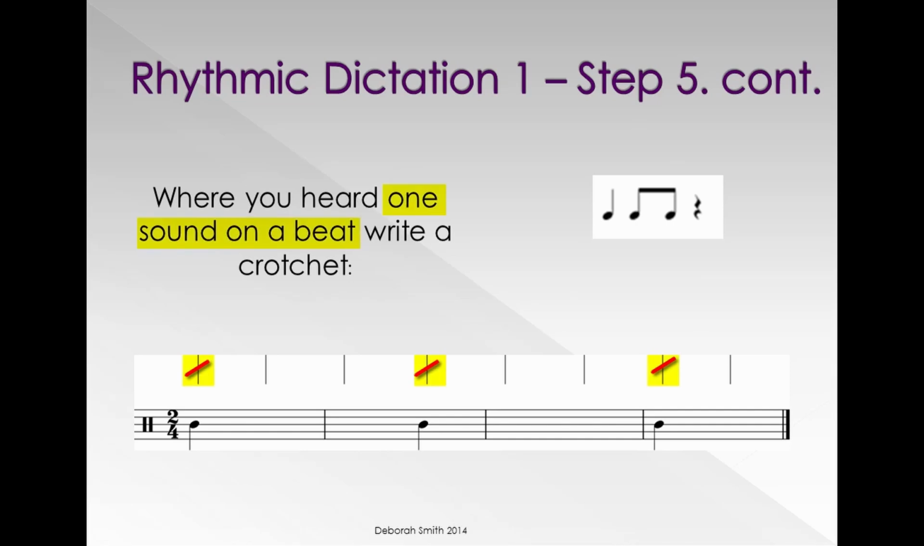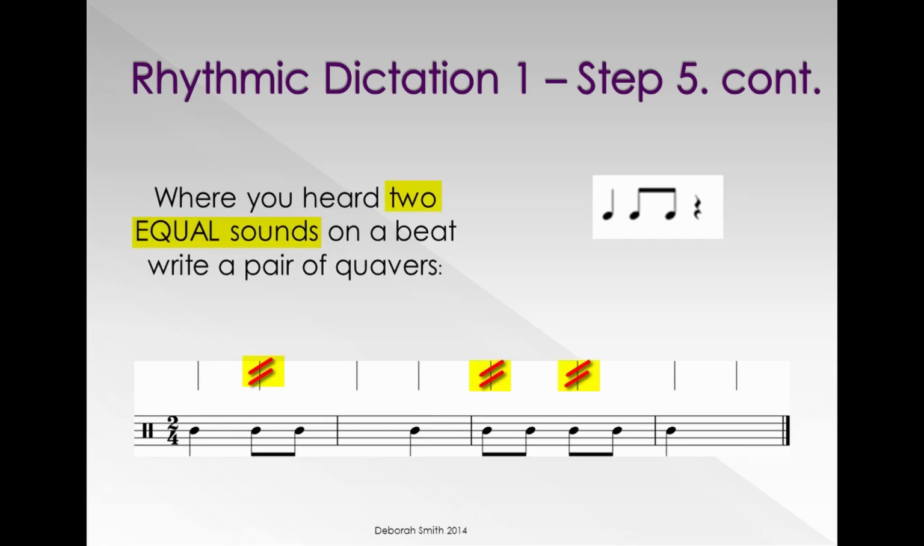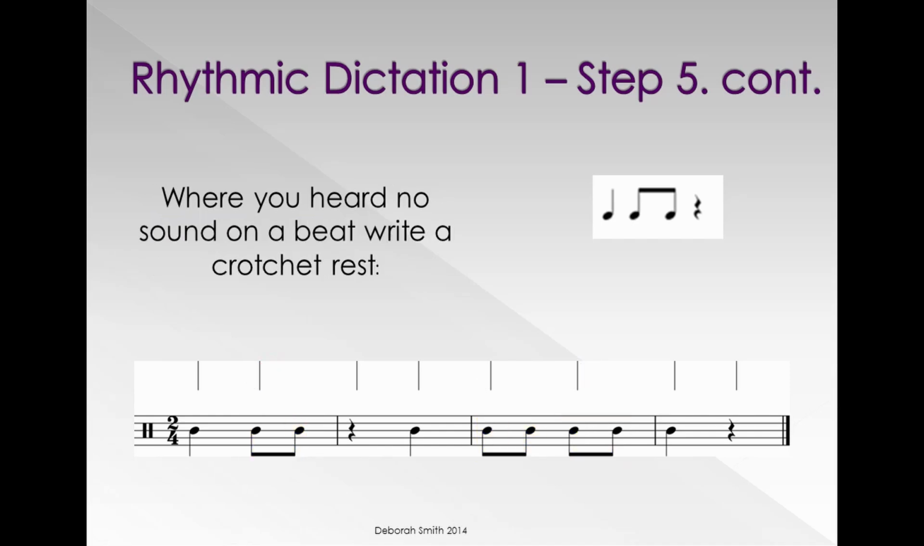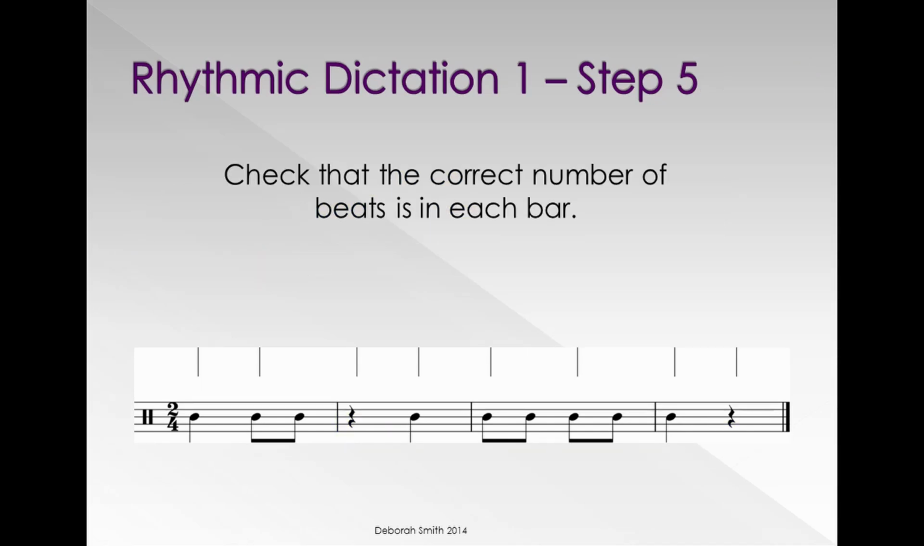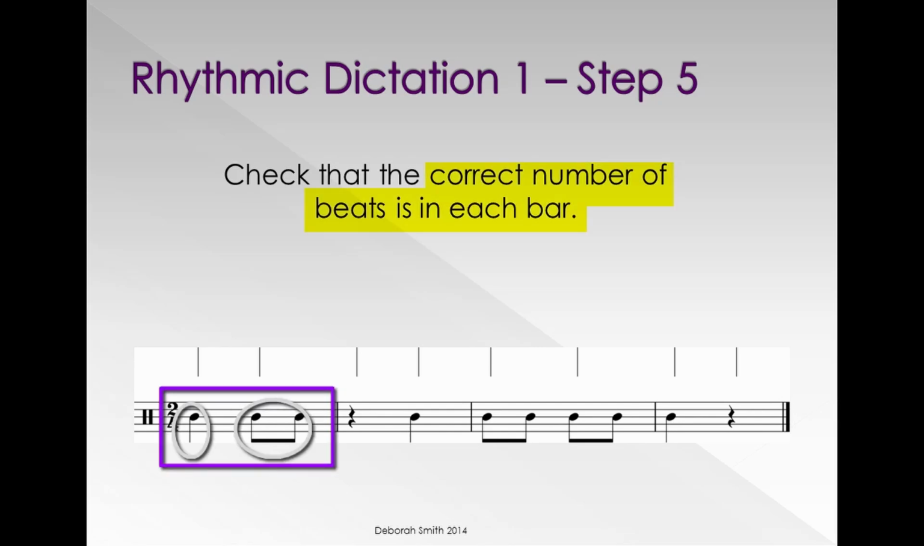Where you heard one sound on a beat, write a crotchet, like this. Where you heard 2 equal sounds on a beat, write a pair of quavers, like this. And where you heard no sound on a beat, write a crotchet rest. Finally, check that you have the correct number of beats in each bar.